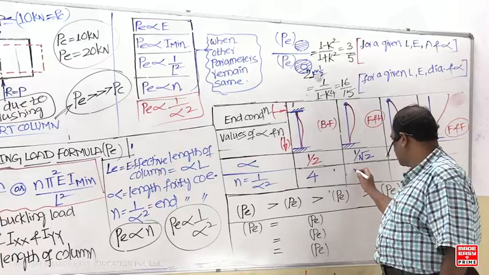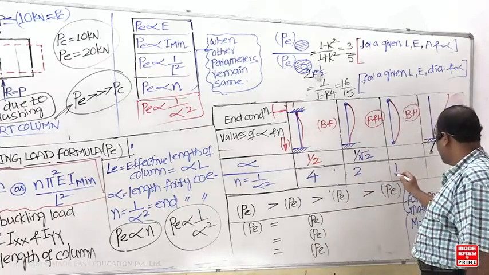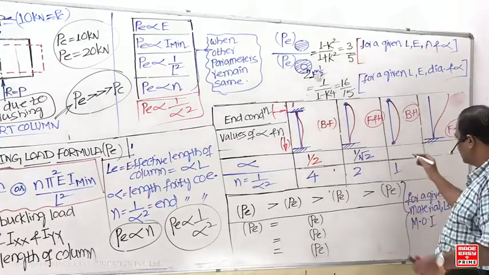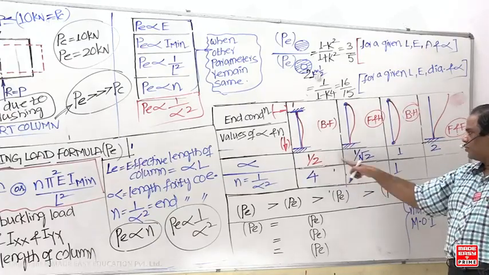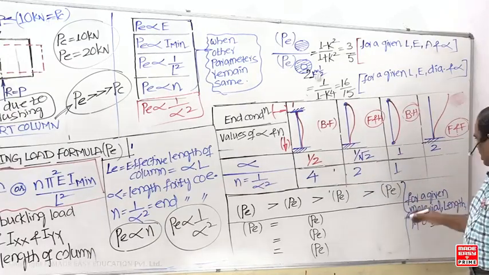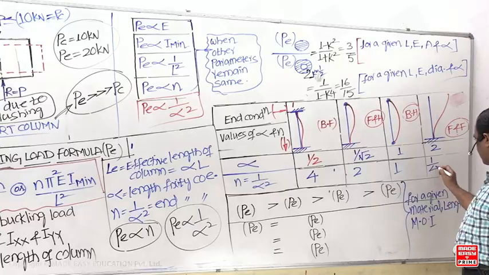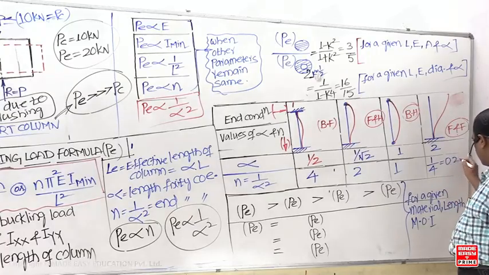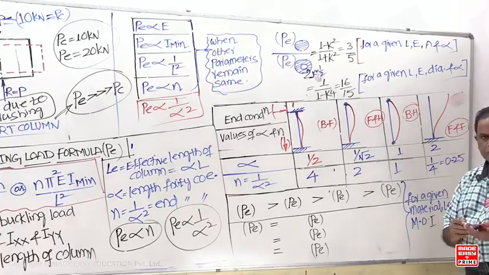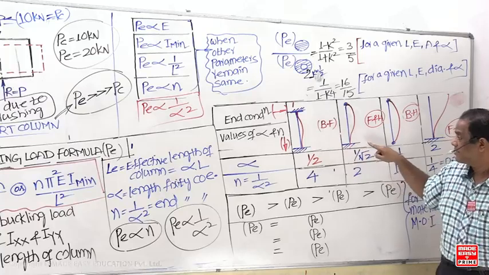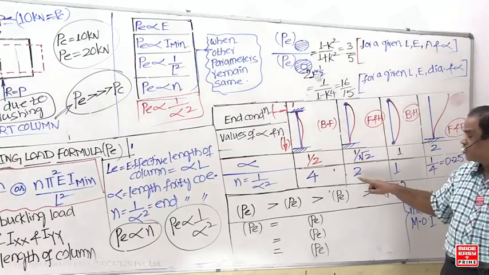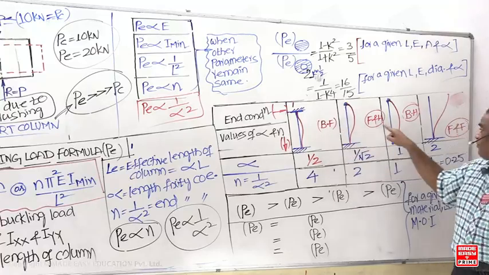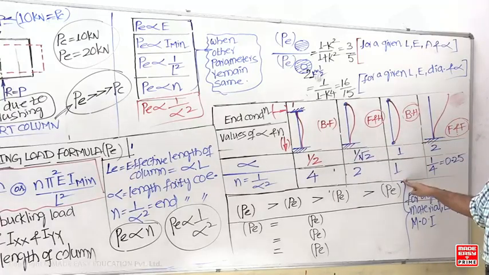Now what about the n value? 4, 2, this is 1. Here this end condition will be 1 and this will be 2. 1 by 2, 1 by root 2, 1 and 2, and this will be 1 by 4. So this one is how many times stronger when compared to this? Both ends fixed, when compared to fixed and hinged, is 2 times stronger. And both ends fixed, when compared to both ends hinged, is 4 times stronger.